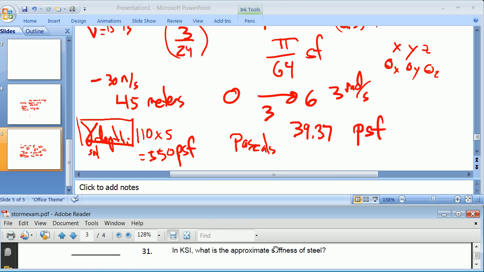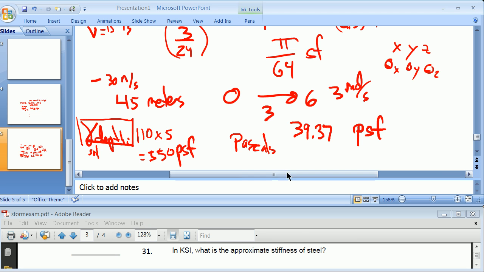In ksi, what is the approximate stiffness of steel? And we're back. The approximate stiffness of steel. Remember that stiffness and strength are not the same thing. The stiffness of steel is actually around 30 times 10 to the 6th psi, or about 30,000 ksi. I probably even misread and misgraded that.